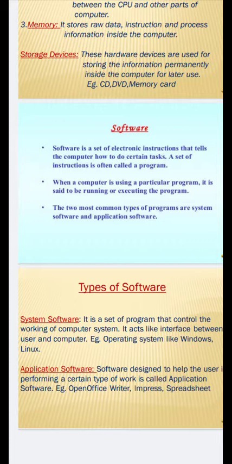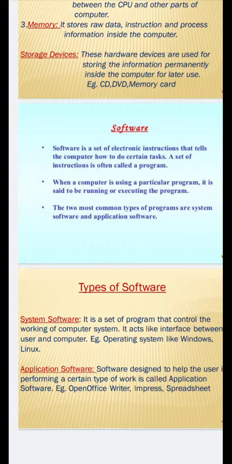System software is a set of programs that will control the working of the computer. It works as a mediator between the user and the computer. For example, our operating systems like Windows, Linux, Unix, all these are system software.